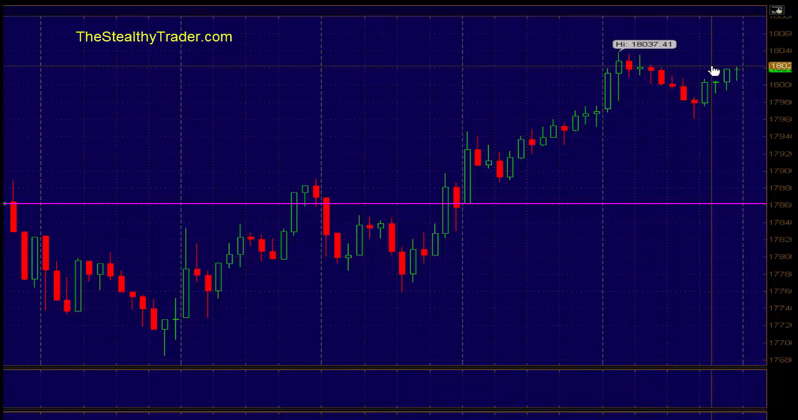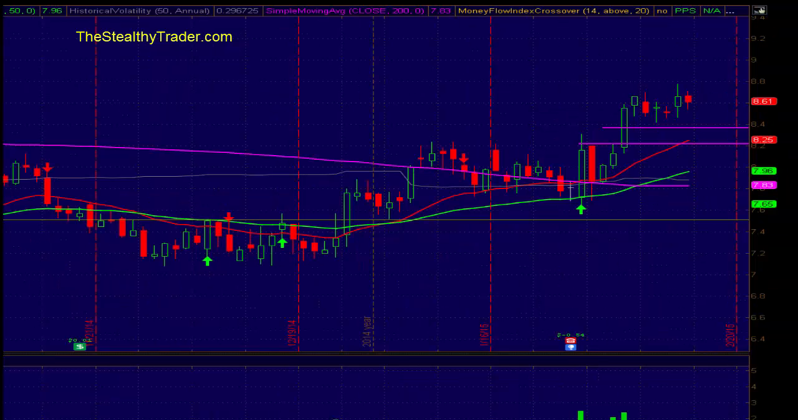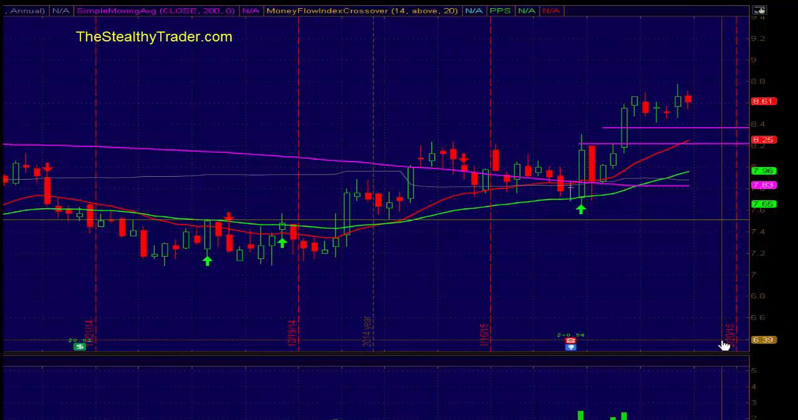I guess the initial resistance would be around this 18,022 level right here, where these tops are. And this was Wednesday and Tuesday. Monday of last week, the market started down lower and then just rocketed higher. So the indices look strong. The market looks strong. We're going to take a look now at ELY, a stock which we're long.